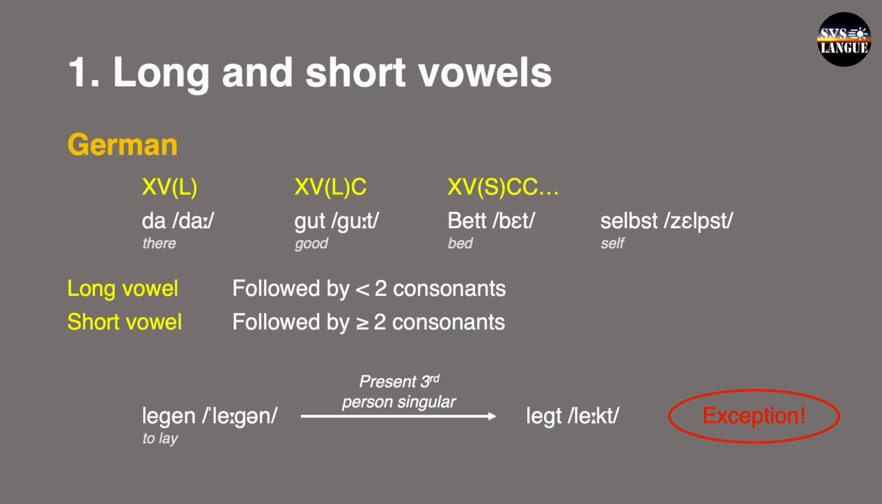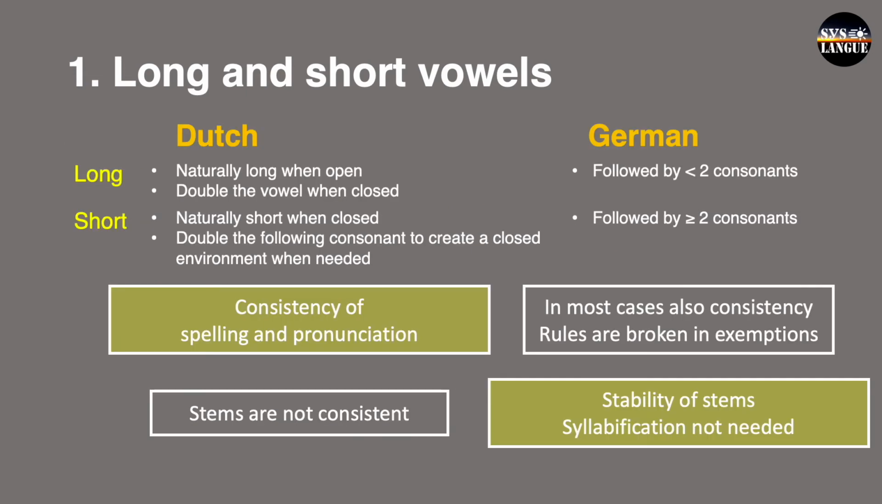You can only pronounce it correctly if you recognize how it is derived. Let's now put the Dutch rules and the German rules side by side. The Dutch orthography maintains the consistency of spelling and pronunciation, while in German it has consistency for most cases, but the rules are broken in exceptions. However, the Dutch orthography makes the word stems not consistent, while in German the stems are always kept the same, and you don't need to consider the syllabification to decide how to spell.